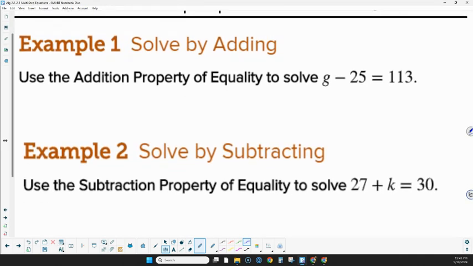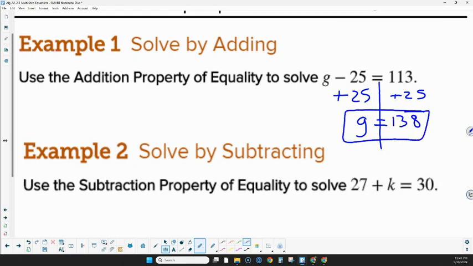So here, these first ones are just one-step problems. Use the addition property of equality to solve g minus 25 equals 113. Here we just draw our line, right? Whatever we do on the left side of that line, we do on the right, and vice versa. So opposite of subtracting 25 would be adding 25 on both sides. That's just the one step we needed. 113 plus 25, that should equal 138.